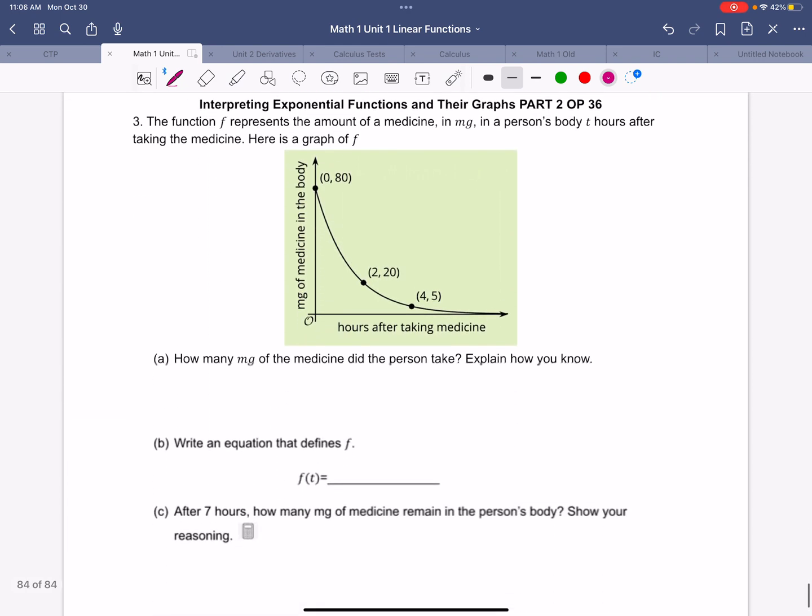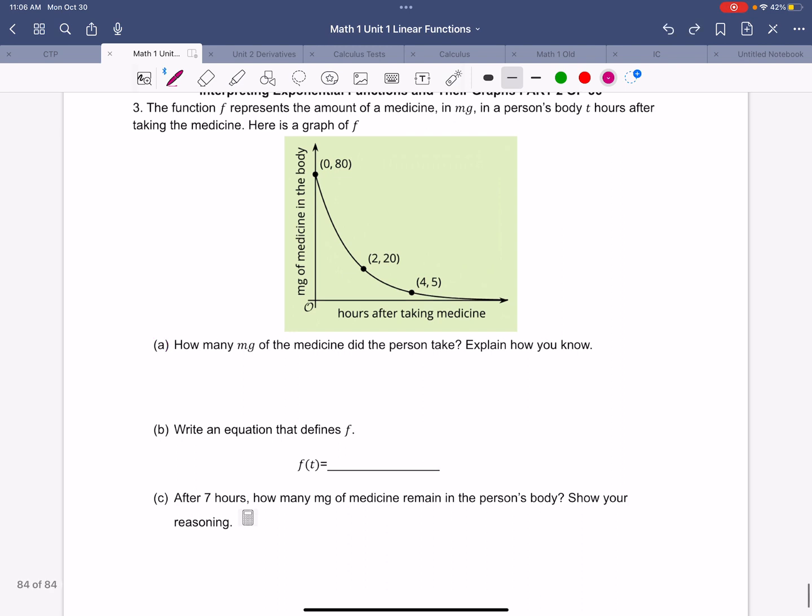Okay, number 3. F represents the amount of medicine in milligrams in a person's body, t hours after taking the medicine. We're given a graph, and my first question asks how many milligrams of the medicine the person took. If this is my starting value, the person took 80 milligrams of the medicine, because this is the y-intercept.